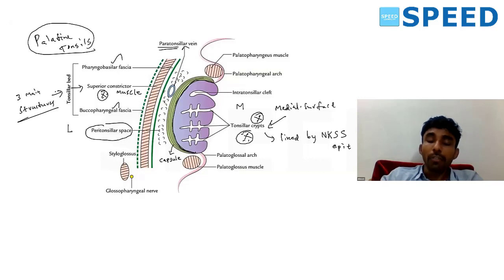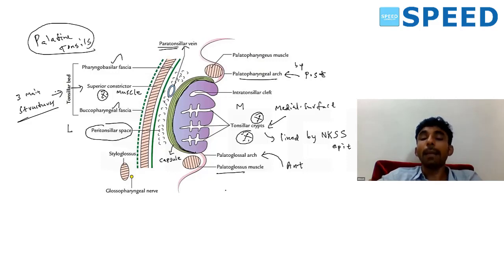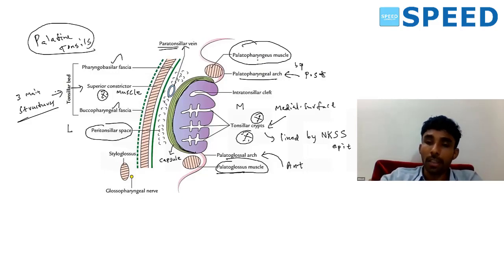So these are the things we have to know regarding the palatine tonsil. One more thing is that the palatine tonsil is anteriorly bounded by the palatoglossal arch, and posteriorly bounded by the palatopharyngeal arch. Both the arches contain the same named muscles, palatoglossal muscle and palatopharyngeal muscle.